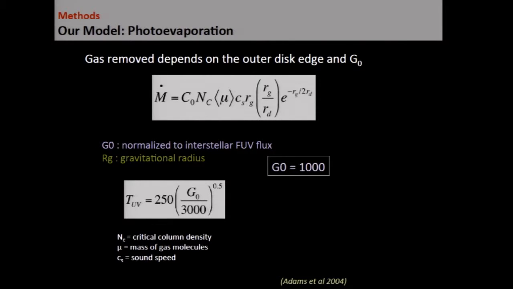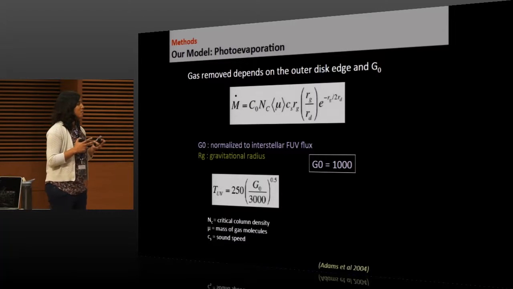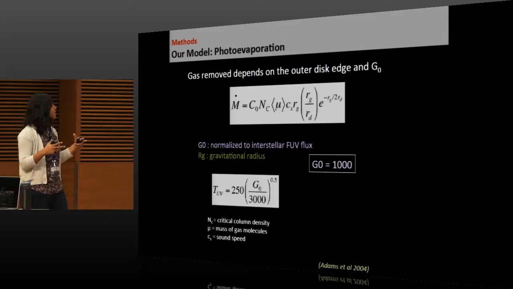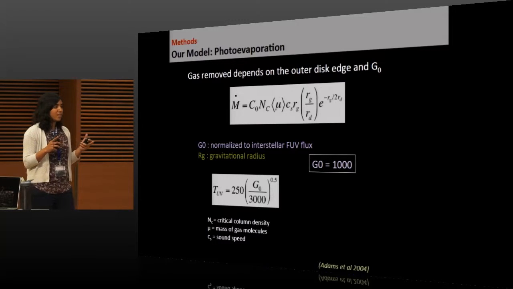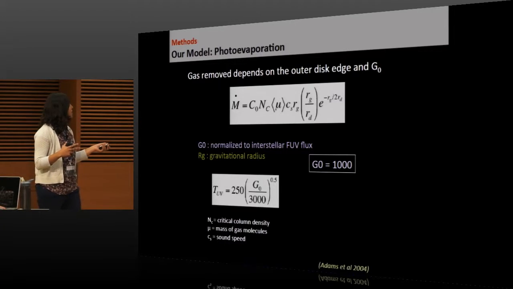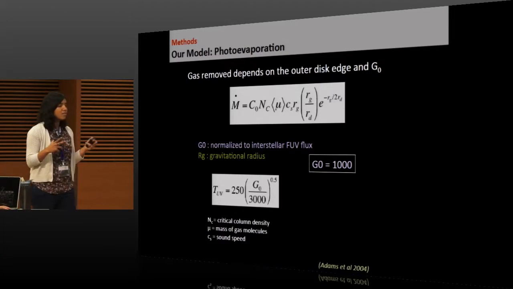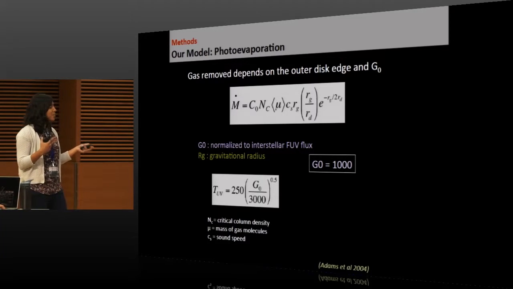Finally, we also include photoevaporation using the treatment and the results of photodissociation models from Adams et al., where the mass loss rates due to photoevaporation mainly depend on the disk radius, as well as G naught, which is the parameter for describing the radiation intensity that the disk finds itself in. Here we use a value of G naught of 1,000, which we consider to be typical of what disks are likely to face in rich star forming regions.